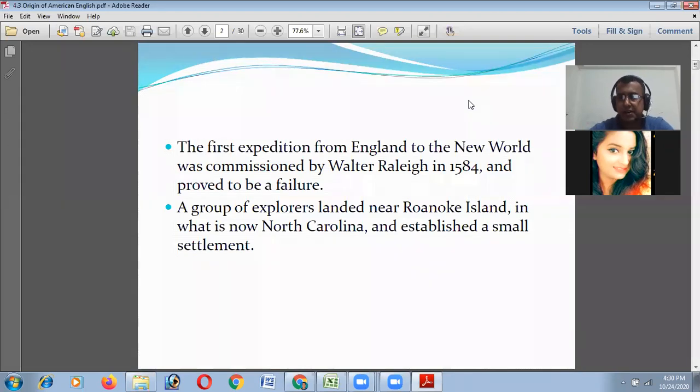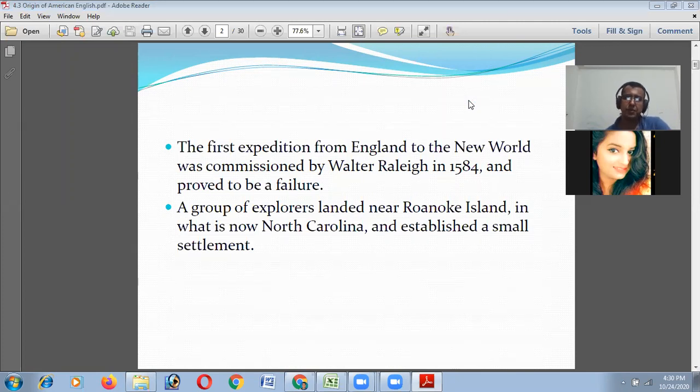We have already learned that British colonial power spread all over the world, and in this scenario, the first expedition from England to the New World was commissioned by a person. His name is Walter Raleigh, and it was in 1584 and proved to be a failure. Walter Raleigh failed in his first attempt.